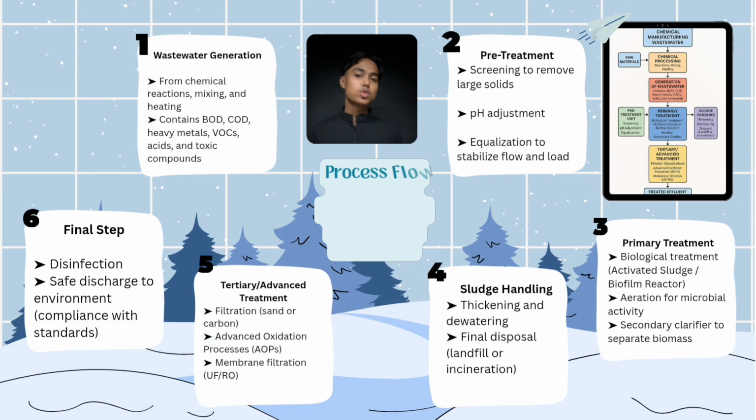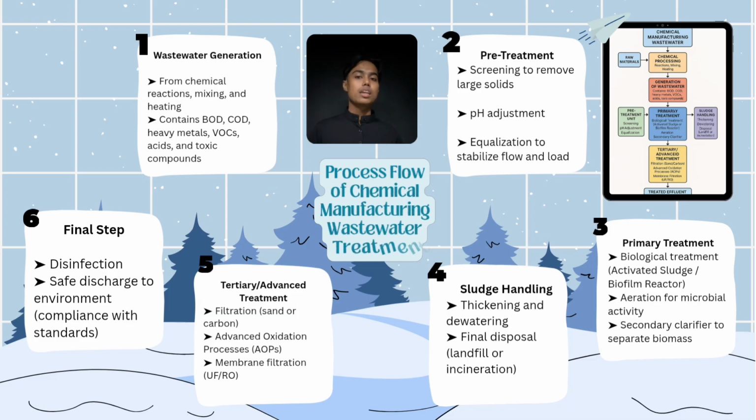Okay. Then we move to the wastewater treatment process in chemical manufacturing, highlighting the key stages for managing industrial effluent effectively. The process begins with the generation of wastewater during activities like mixing, heating, and chemical reactions. This water often contains BOD, COD, VOC, heavy metals, and other toxic compounds.